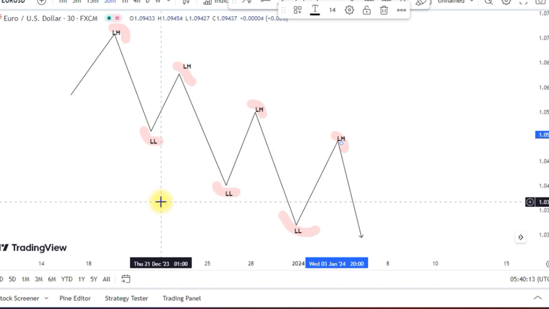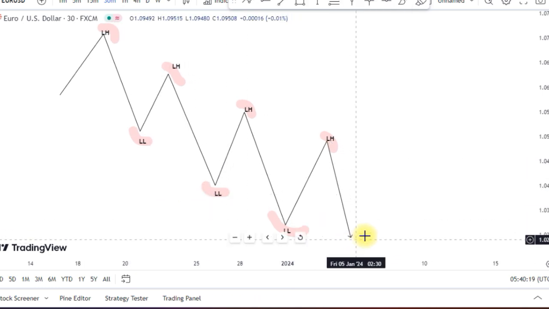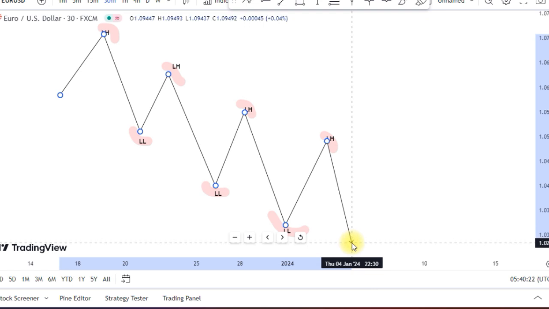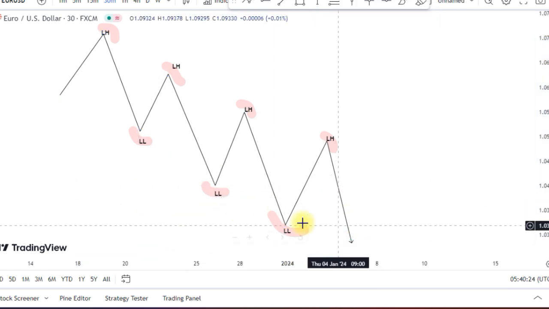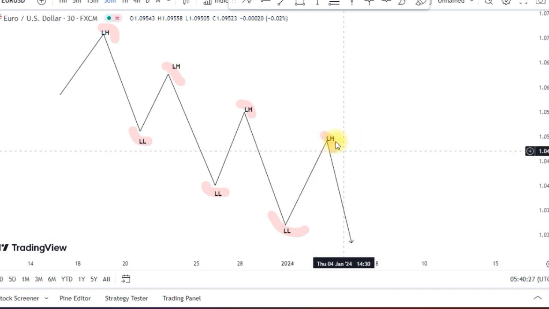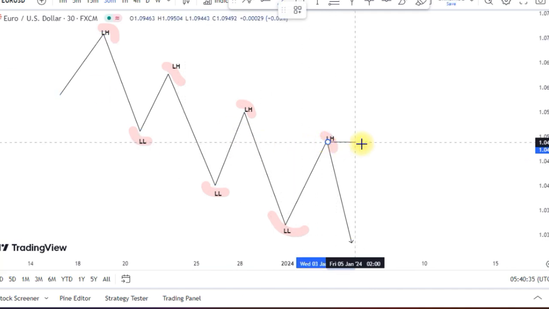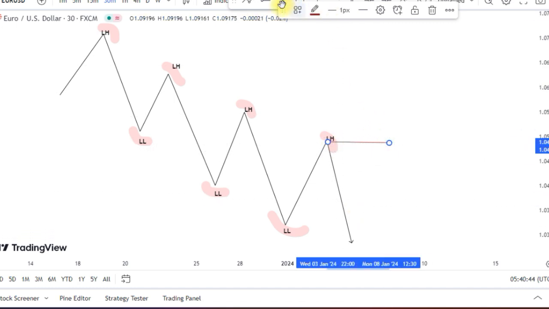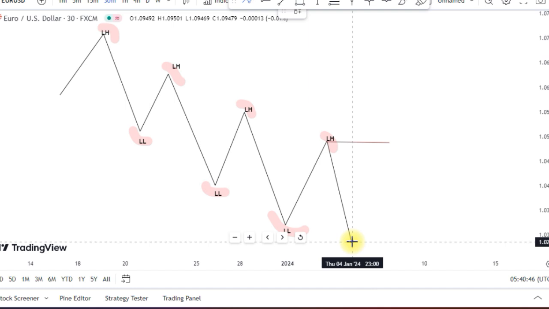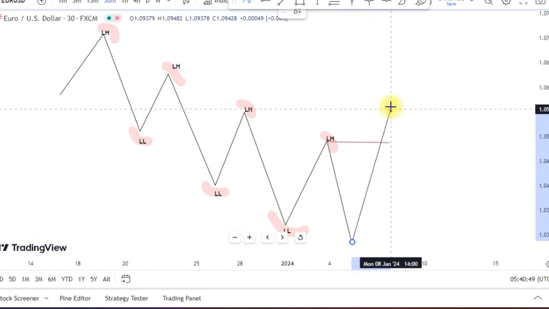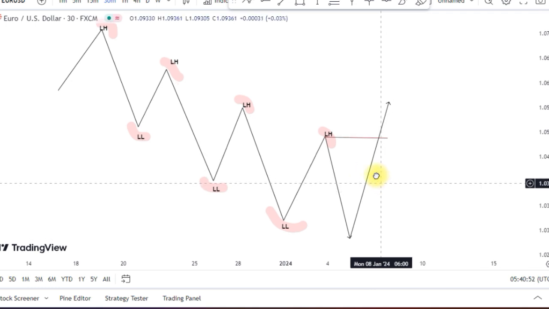So when do we get a change of character? In a downward trend, we get a change of character when the previous lower high gets taken out. So where is our lower high? I'm going to use this line over here to denote our lower high. So this here would be our lower high. And when this lower high gets taken out like this, guys, then we have a change of character.